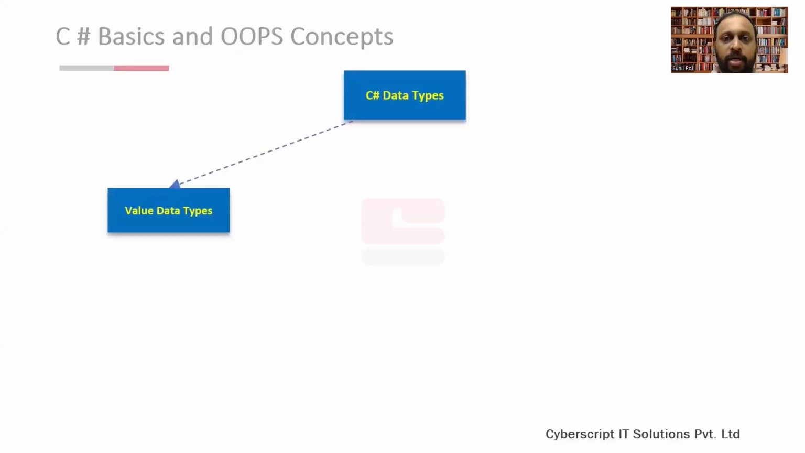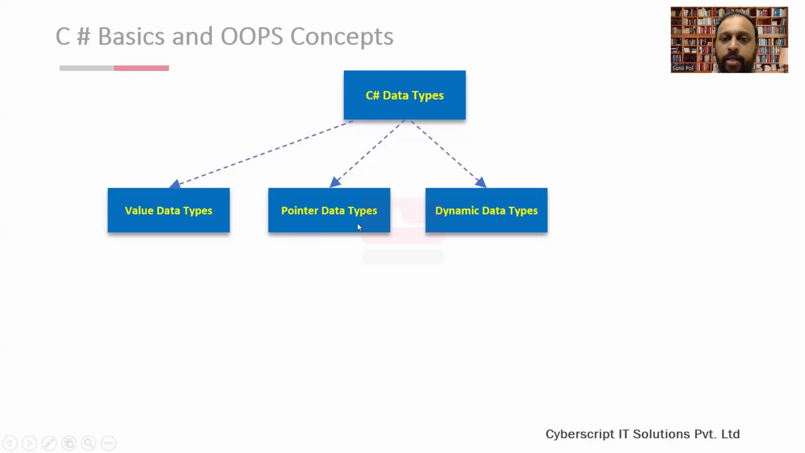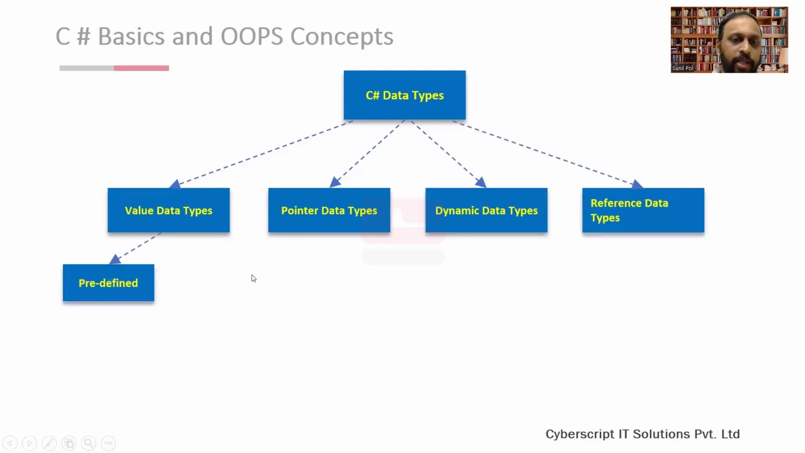So what are the different types of C# data types? The first is value data types, then pointer data types, dynamic data types, and reference data types. Value data types are again categorized into two parts: predefined and user defined.